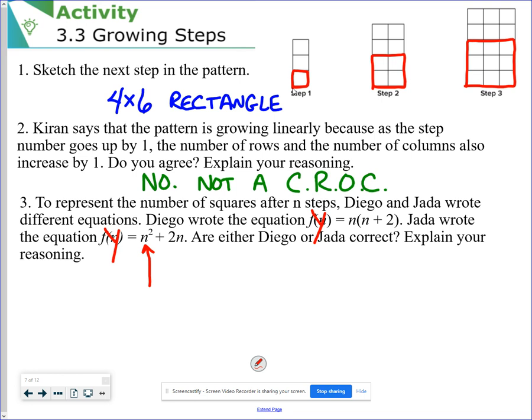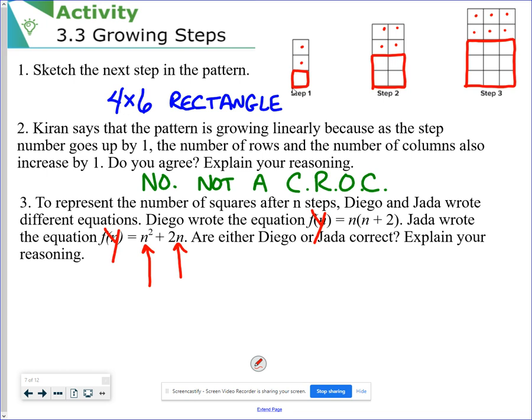Step 3, 3 by 3, and it's squared, right? Now look at the part that I didn't outline. In each case, there's 2 rows, and they match the step numbers, obviously, because that's what the width is going to be. But that's saying that I'm going to have 2 of the step numbers, right? So step 1, I'd have 1, 2. Yep, that's 2 times n. Step 2, I would have 2 times 2. Oh yeah, 1, 2, 3, 4. That works. Step 3, I would have 2 times 3. 1, 2, 3, 4, 5, 6. Yeah, that works. So actually, Diego and Jada both have equations that work, right?